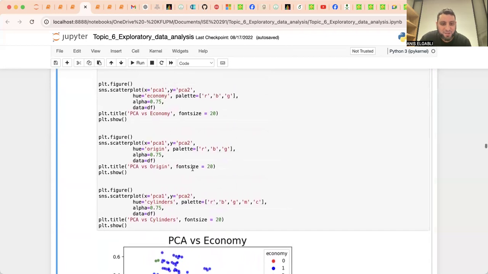Now for the second one, we're using origin for the hue. Can these two PCAs separate the origin?